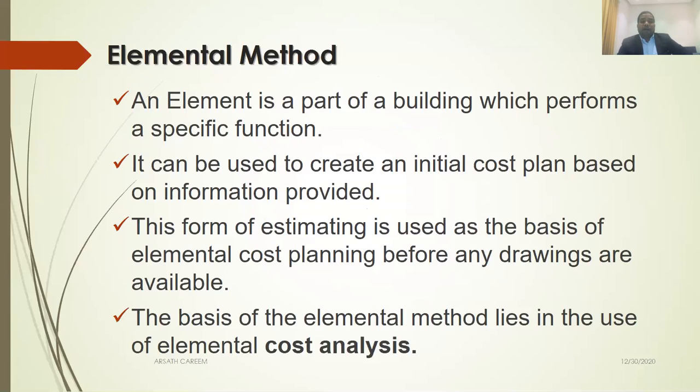Elemental method. An element is a part of a building which performs a specific function. Substructure, it's one function. It's carrying the load, transferring it to the earth. Superstructure, providing aesthetic appearance, wall partition, ceilings, services, MEP services, external development. Everything has a specific function. So the elemental method is based on the function. It can be used to create an initial cost plan based on information provided. This form of estimating is used as the basis of elemental cost planning before any drawings are available.